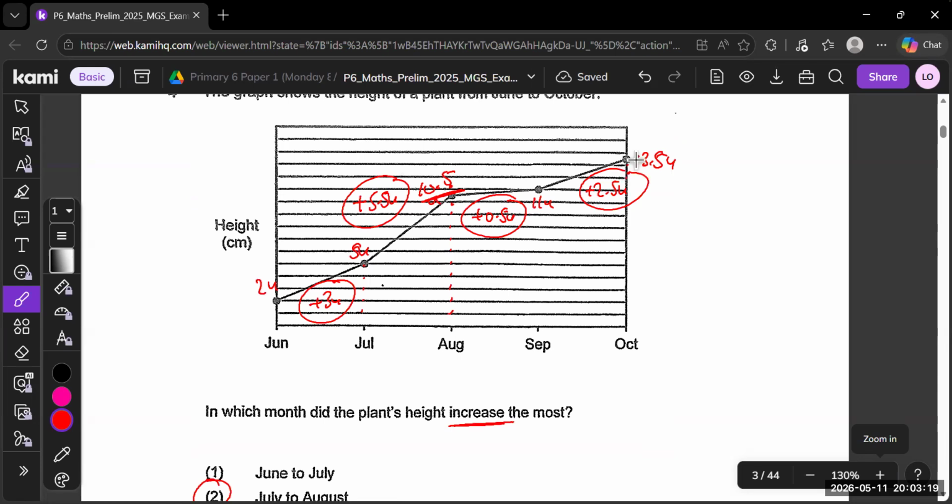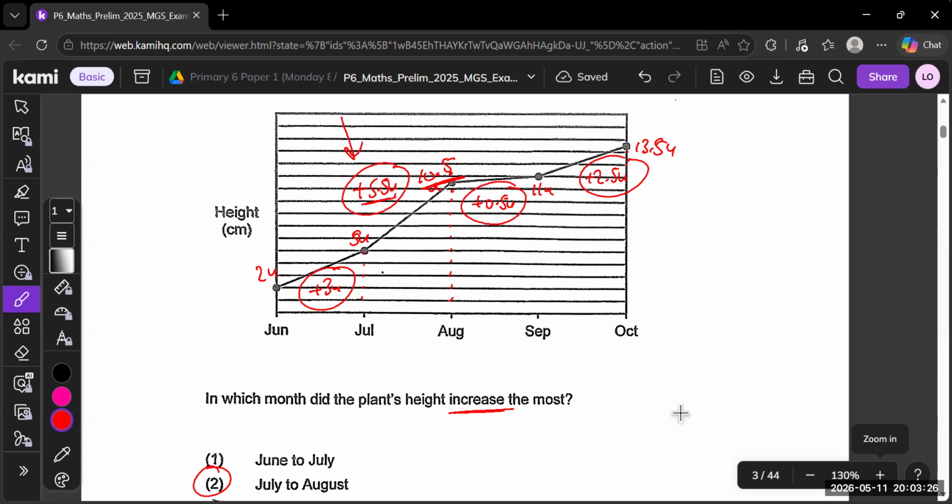So which has the most increase? You look at the one that has the biggest difference. So July to August has the biggest difference. And that's why your answer is number two.